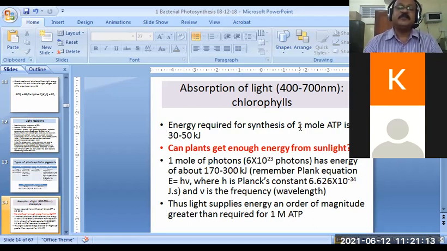The question is whether the plants are going to get enough energy from the sunlight. Will sunlight satisfy the requirement of 30 to 50 kilojoule of energy per mole of ATP? Now I have some important information for you here. 1 mole of photons. How much is 1 mole? Can anybody tell me? How do you define 1 mole of any substance?